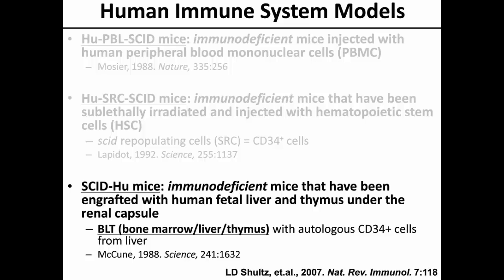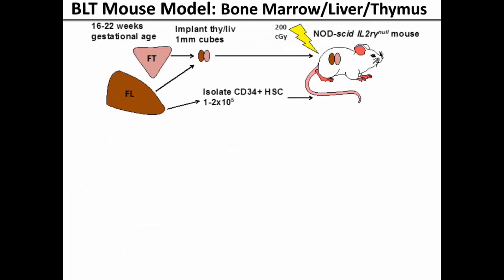So this is basically how we set these animals up. On the top, I'm showing you that we take thymus and liver, we prepare 1 millimeter fragments of those tissues, and those get injected under the kidney capsule of our lightly irradiated NSG animals. We are also at the same time preparing CD34 positive hematopoietic stem cells from that liver and injecting 100 to 200,000 cells intravenously into those recipient mice.